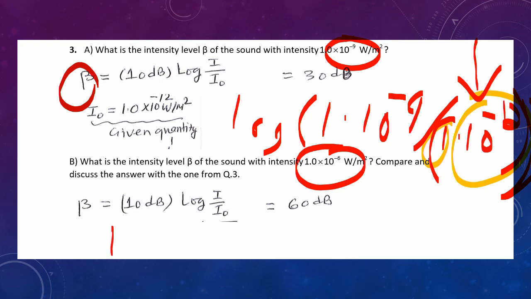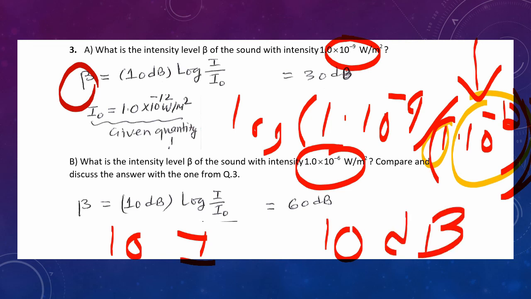So any factor of 10 in the intensity leads to a change of 10 in the decibels. So if we were, for example, to increase it once more, one more factor of 10 to 10 to the minus 5, you would expect the decibels to go up by 10 once again. And that is basically the takeaway here.